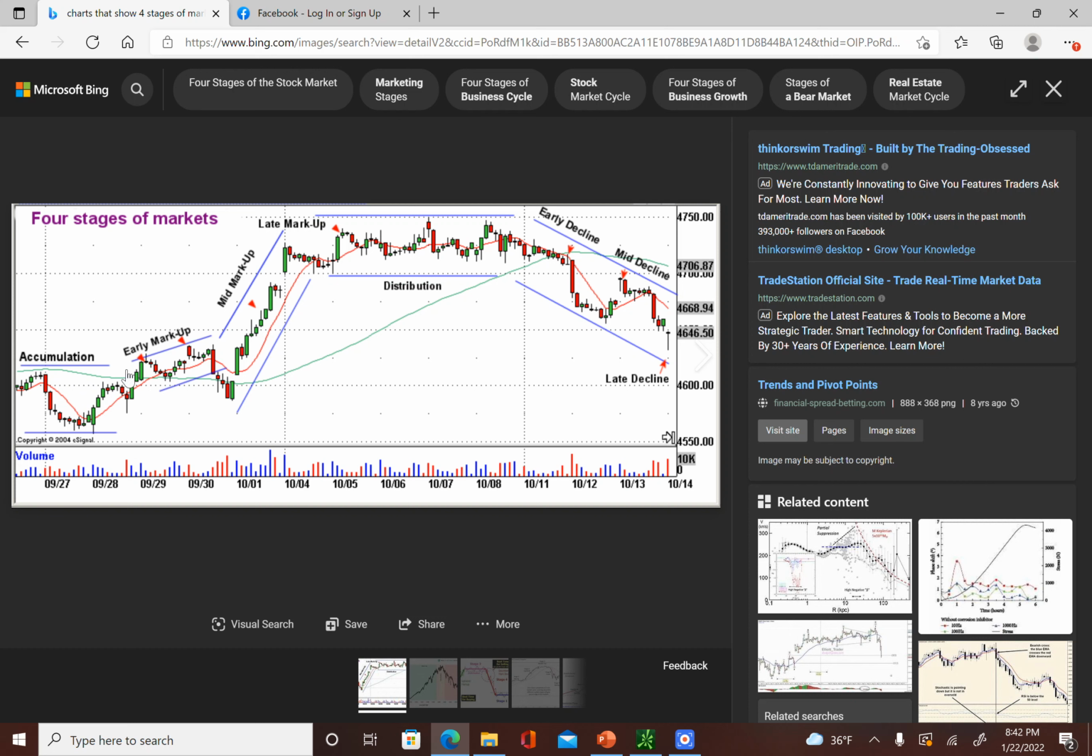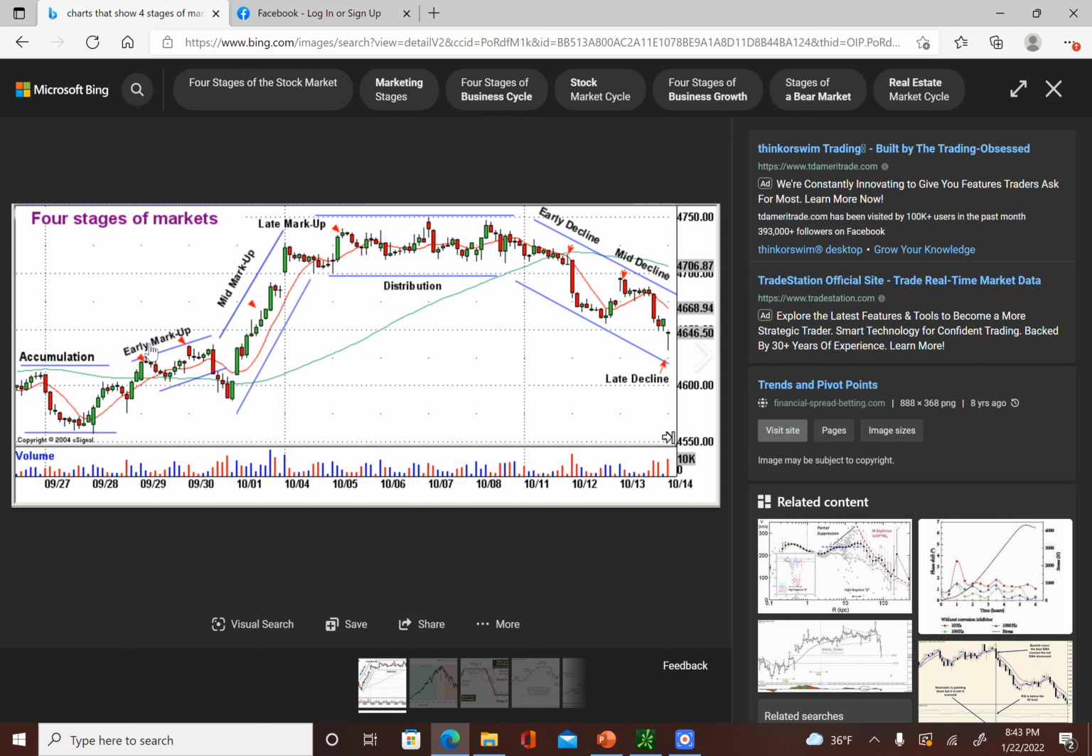Then you have the breakout above your previous range. Again, you have a pullback here. So even in the markup phase, you'll have pullbacks. It tests this previous level here that we had in the accumulation phase, and then it has what they call the mid markup.